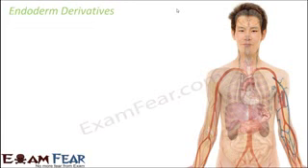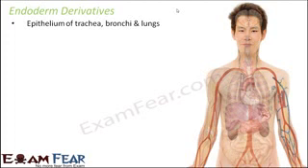Now let's look at the endoderm derivatives. Endoderm forms the epithelium of most of the internal organs, like epithelium of trachea, bronchi, lungs. So that's the difference between endoderm and ectoderm. Ectoderm talks about the epidermis of the outer organs like skin, hair, nails, etc. But endoderm talks about the epithelium of the internal organs like trachea, bronchi, lungs. These are present inside our body. You cannot see them from outside.